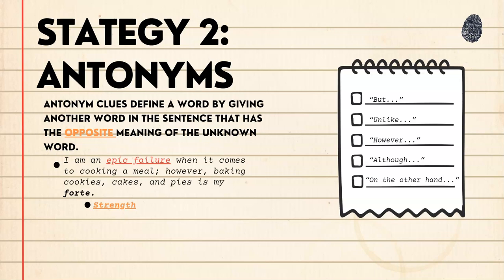So our example says, I am an epic failure when it comes to cooking a meal. However, baking cookies, cakes, and pies is my forte. Forte is our unknown word here. We're trying to figure out what that word means. And again, if we put on our detective hat and look at the words or the sentences around forte, we have a clue up here at the beginning.